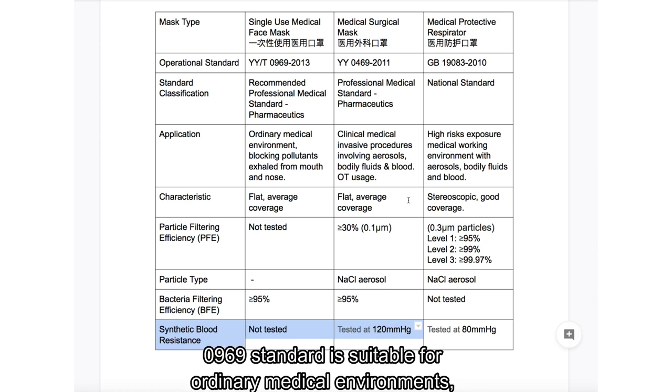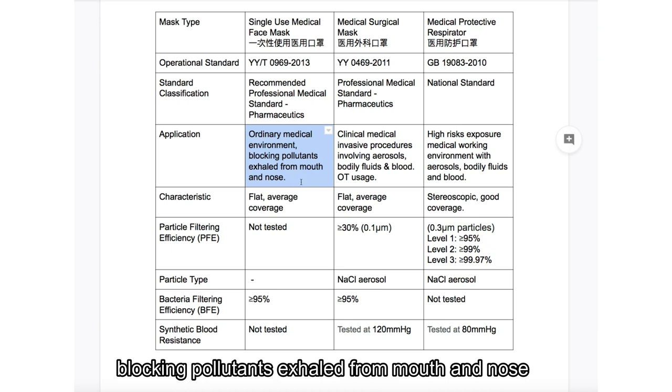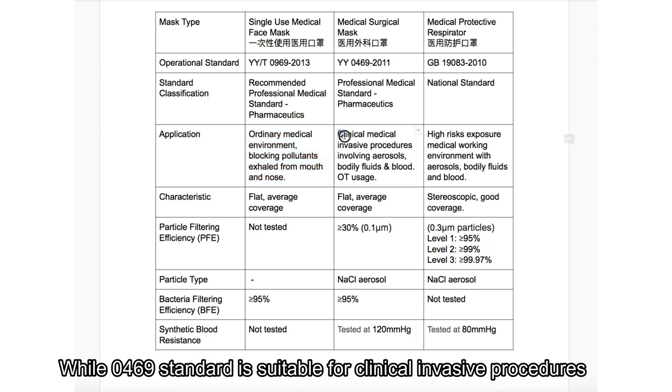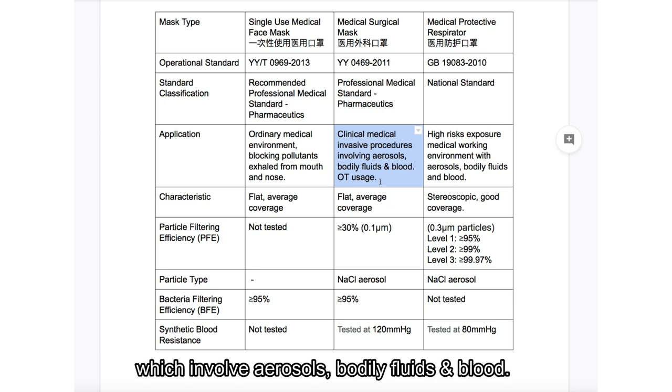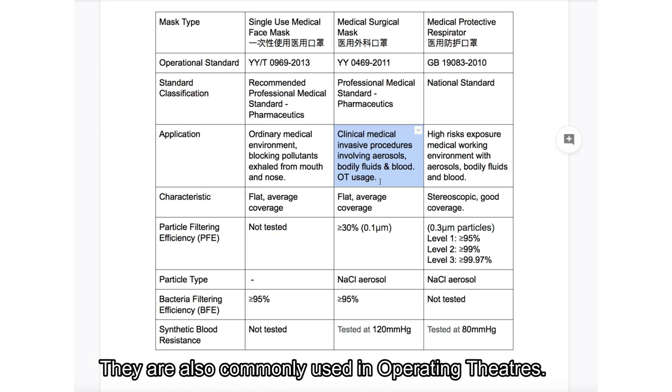0969 standard is suitable for ordinary medical environments, blocking pollutants exhaled from mouth and nose, while 0469 standard is suitable for clinical invasive procedures which involve aerosols, bodily fluids, and blood. They are also commonly used in operating theaters.